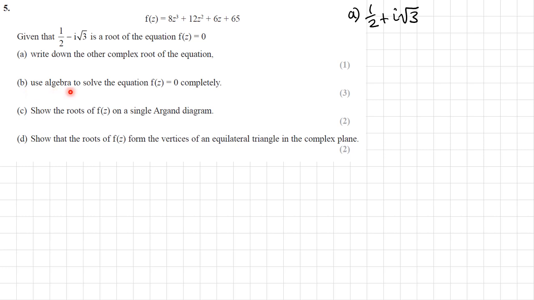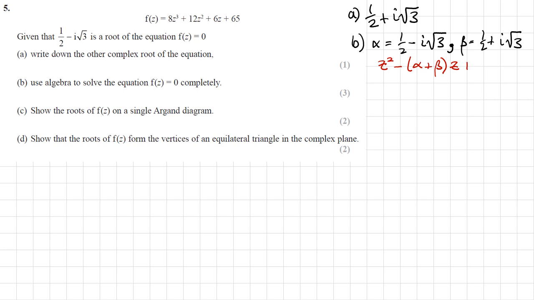Part B. Use algebra to solve the equation f of z equals 0 completely. Okay, so let's call the first root that was given alpha, so half minus i root 3. And let's call the second root beta, so it's going to be a half plus i root 3. And we can find the quadratic that has those roots by doing z squared minus the sum of the roots alpha plus beta, z plus the product of the roots alpha times beta. So let's write down what that gives us.